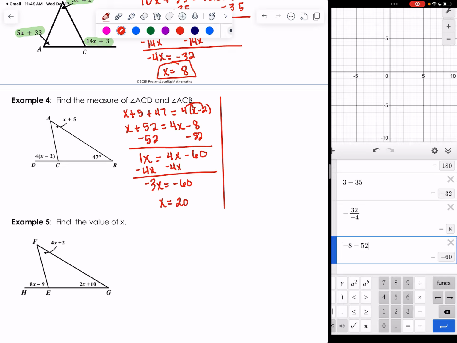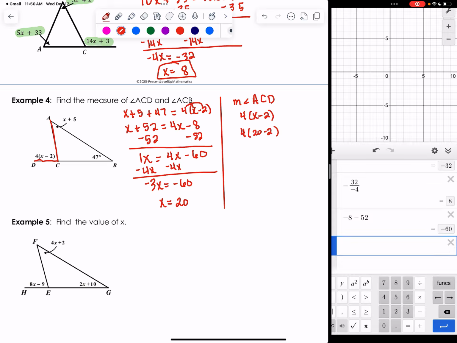But in this problem, it did not say find the value of x. It said find the measure of angle ACD. Well, which angle is that? So ACD, start at A, go to C, and then go to D. So this is the angle they're looking for. The measure of angle ACD. The expression that they've given to represent that angle is 4 parentheses x minus 2. So all I'm going to do is plug in my x value, which is 20, and calculate that.